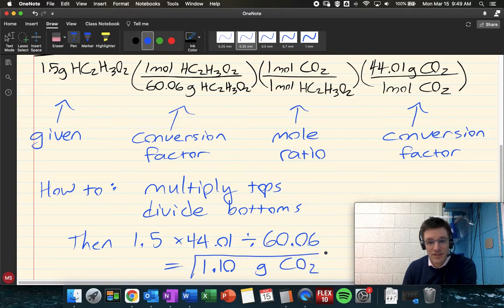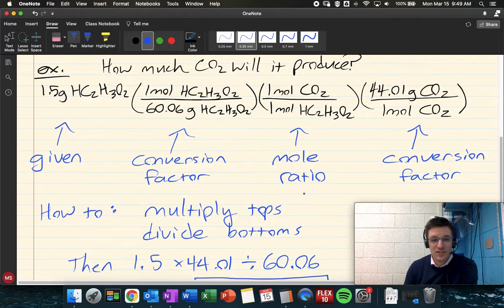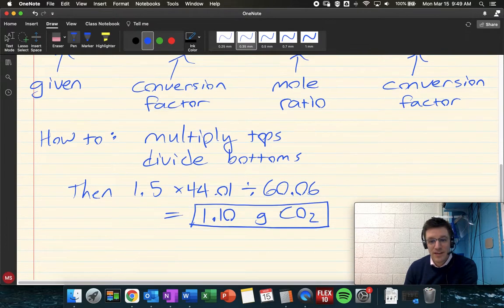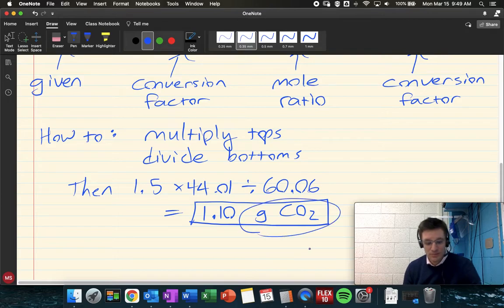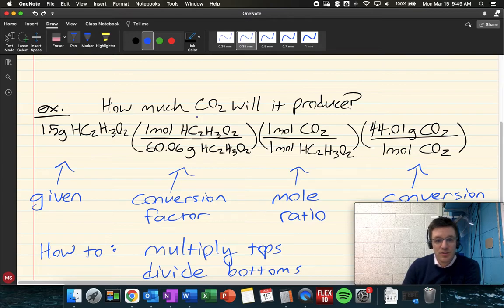Boom. Stoichiometry isn't so hard after all, right? We just calculated how many grams of CO2 this reaction will produce. One last thing you need to know about units. How did I know the final units were grams CO2? Well, there's this thing in algebra called cancellation. Whenever you have a unit on top, whenever you have anything on top, and then it's also on the bottom in a big problem like this, they cancel.